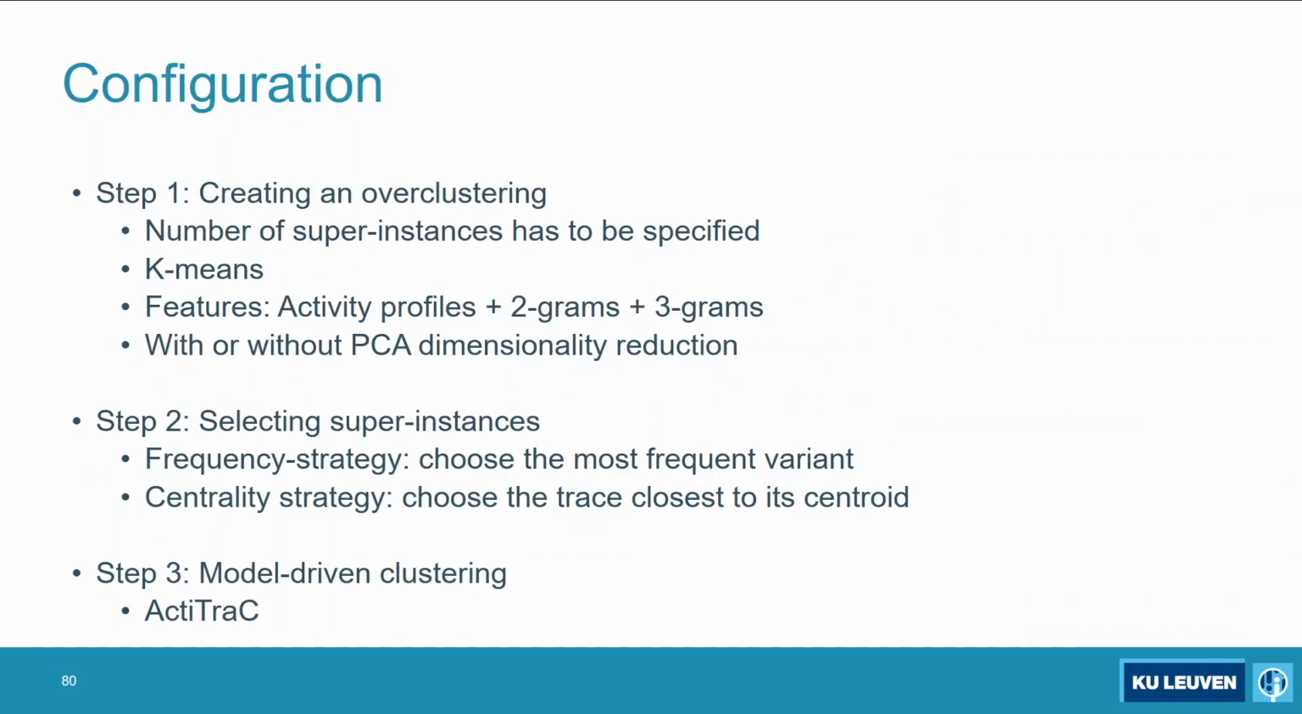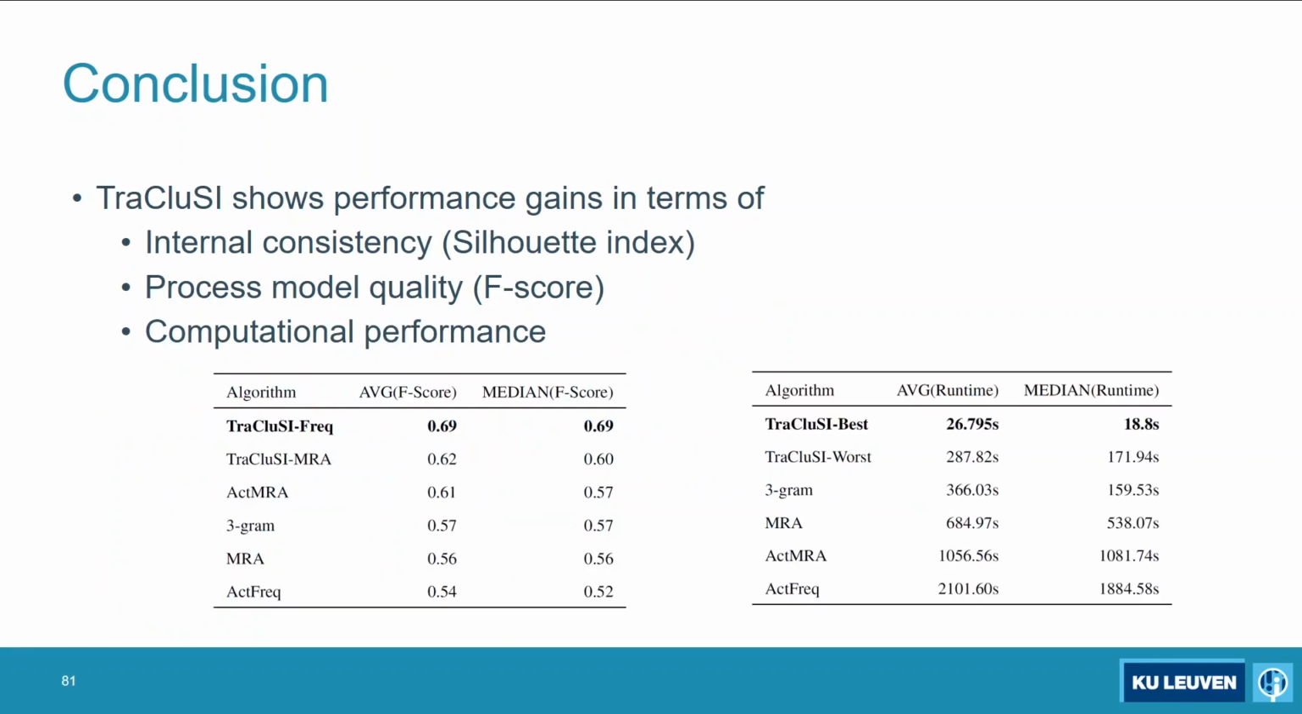But by doing that two-stage approach, you can actually try to balance the computational performance with the behavioral quality, let's say, of the created clusters. That's what I show in this slide. So in terms of the F-score that we computed for the process models, as well as in terms of the runtime, we can strike a much better balance.